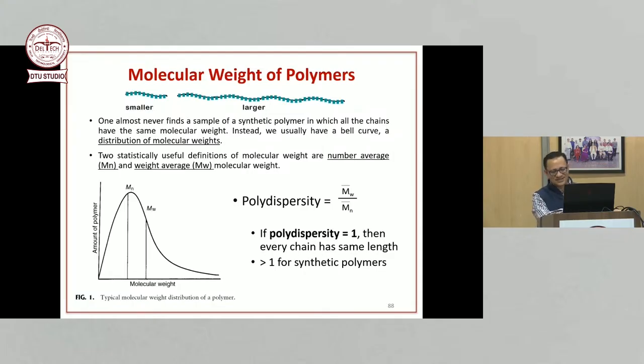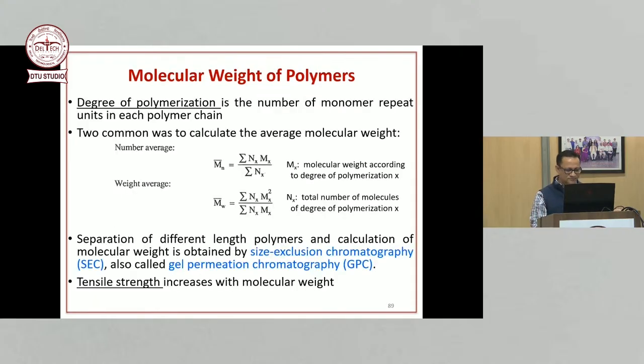It sounds confusing, it is a little confusing. I'll show you the formula and then we will do an example problem. Number average molecular weight, weight average molecular weight. Write this formula because we are going to do a numerical problem.